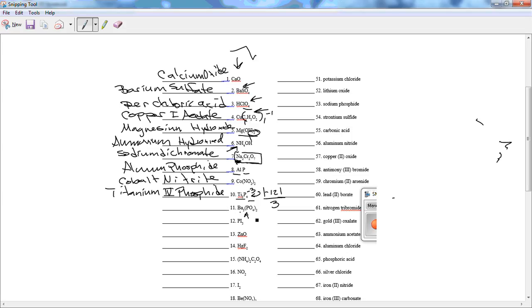All right, barium is a non-transition metal, but it is a metal, barium. This is phosphate.